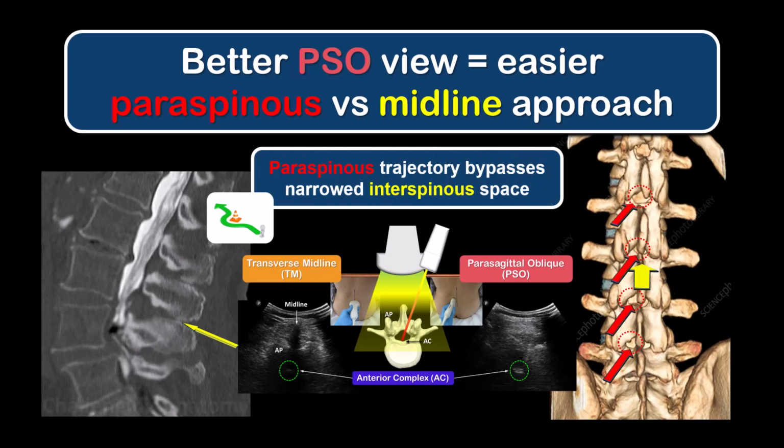This is often the case in patients with narrowed interspinous spaces from suboptimal positioning, narrowed interlaminar spaces from degenerative spine disease, or with anatomical deformities such as scoliosis.